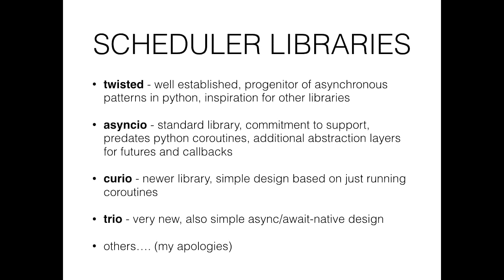Curio is a newer library with a simple design, just based on the new features of Python 3.5 and focusing on coroutines alone. And similarly, there's one called Trio. And my apologies to everyone else who's writing cool schedulers, and I haven't mentioned you, or has written them in the past.